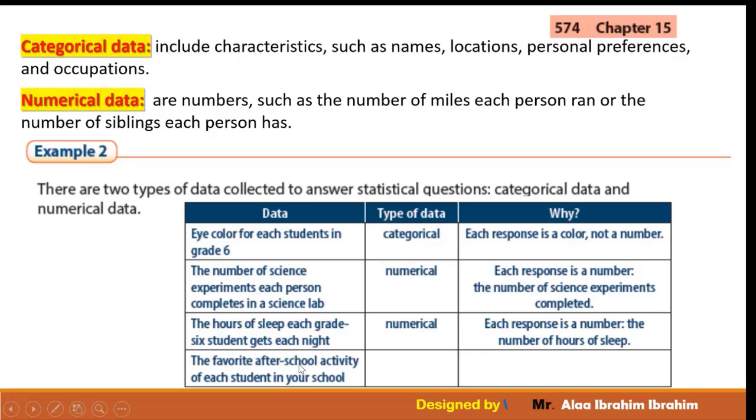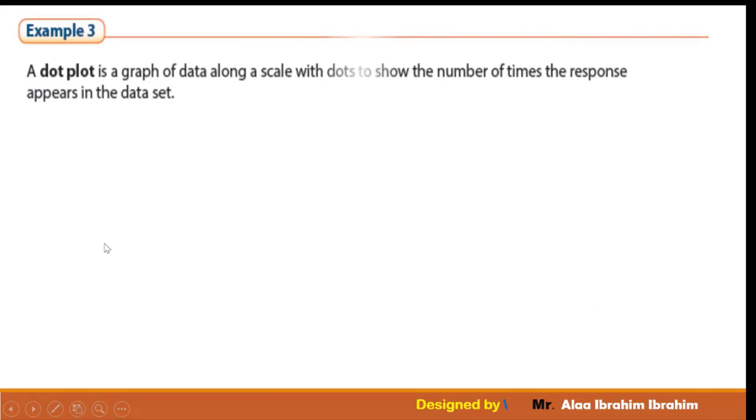Now, the favorite after school activity. It needs the favorite activity, so this is categorical data, because it's not a number. This response is a type of activity, not a number. So we know the difference now between categorical data and numerical data. Numerical deals with numbers, the other is not a number.